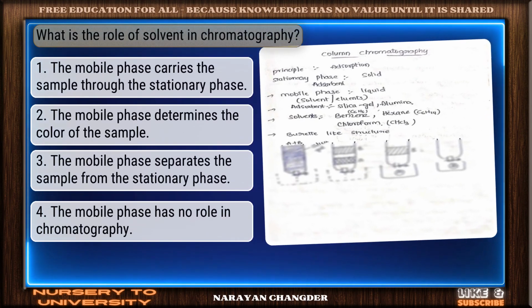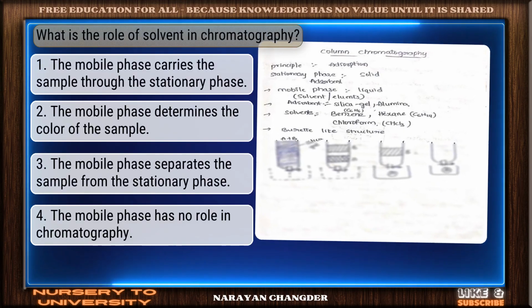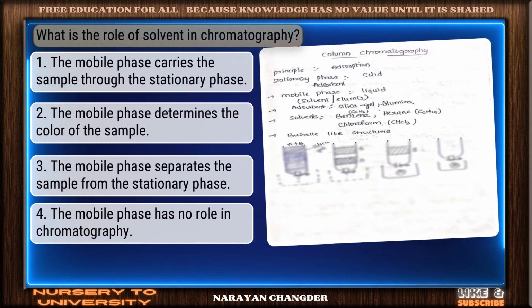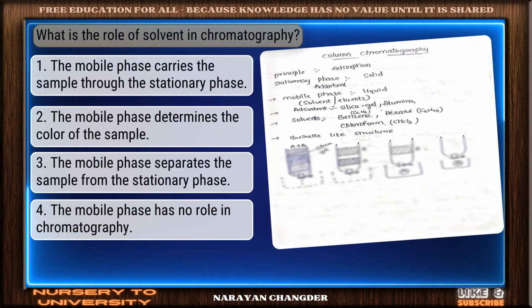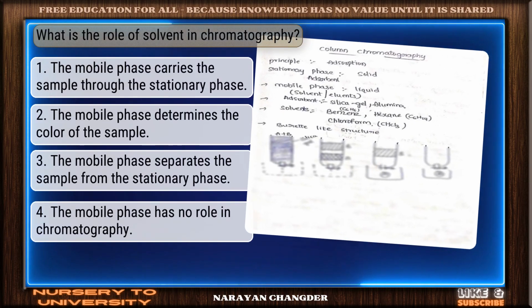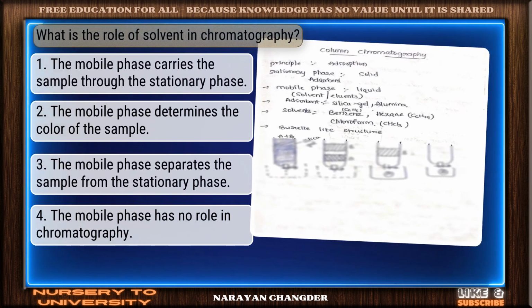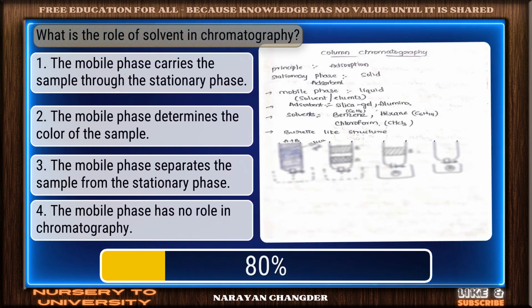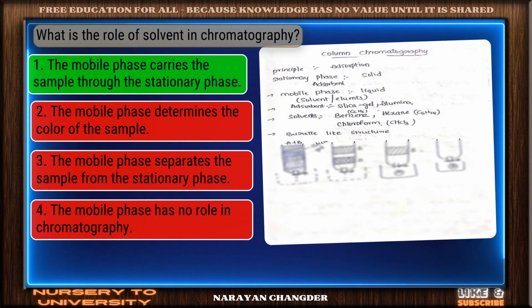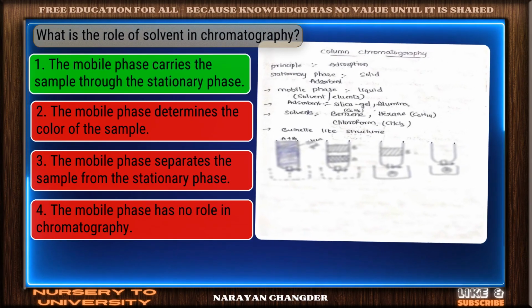Option 1, the mobile phase carries the sample through the stationary phase. Option 2, the mobile phase determines the color of the sample. Option 3, the mobile phase separates the sample from the stationary phase. Option 4, the mobile phase has no role in chromatography. Right choice. The mobile phase carries the sample through the stationary phase.